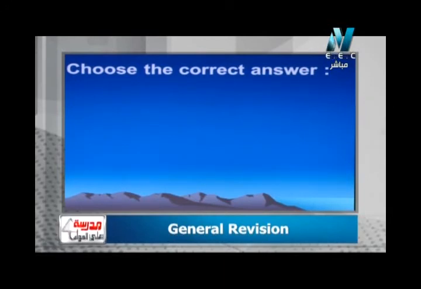Read all the answers. Why? Because maybe there is more than one correct answer. There may be more than one correct choice: maybe A and B, A and C, all the previous, and so on.